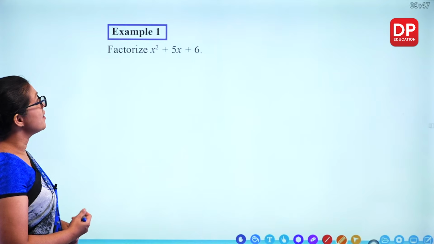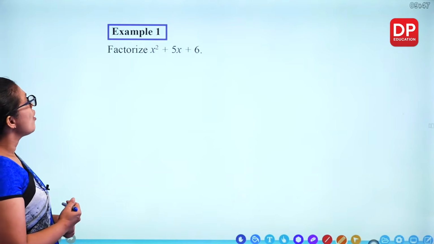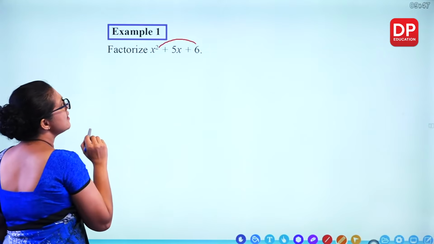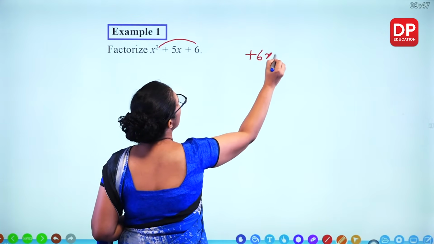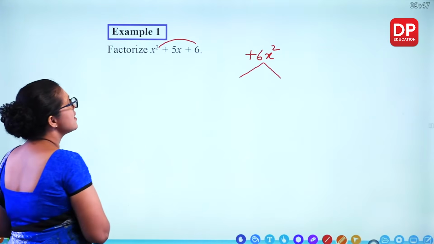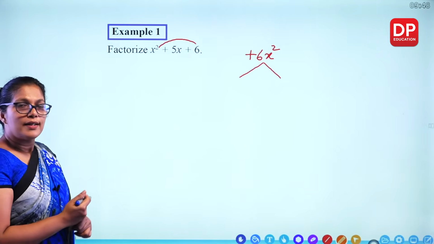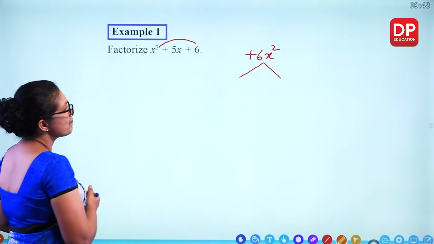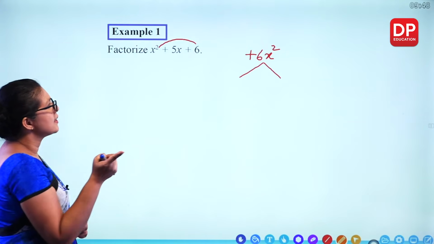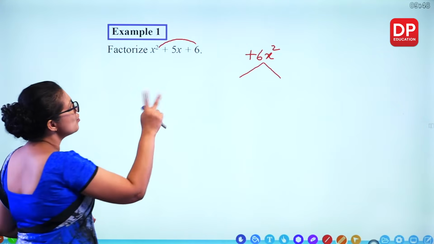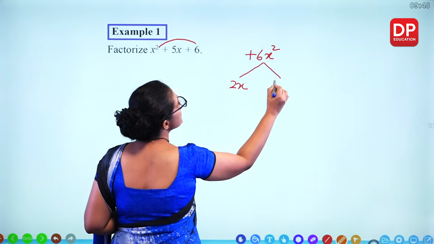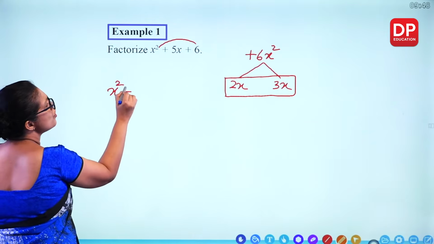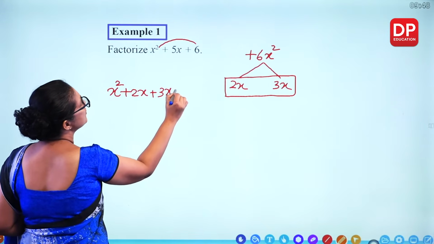Then example number 1 now. These are trinomial quadratics. How do you factorize? Multiply the first and the last. You get plus 6x squared, and try to factorize plus 6x squared, and when you add the factors you need to get plus 5. 6, 1, 6, 2 and 3. 2, 3 you are getting 5. So 2x and 3x are the appropriate factors. So you can split the middle term into 2x and 3x.